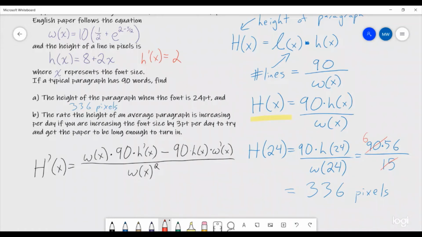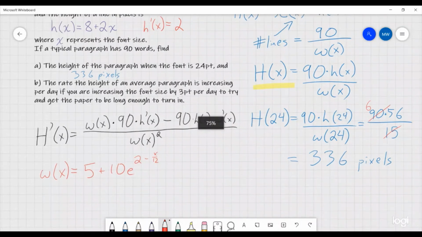Now, what's the derivative of the width function? This is going to be a little bit trickier. Well, the derivative of this, first we might want to break up the width function into a couple pieces. Here, let's get ourselves a little bit of room. So we got width of x, that is, let's multiply the 10 all the way through. So that's going to be a 5 plus 10e to the 2 minus x over 12.